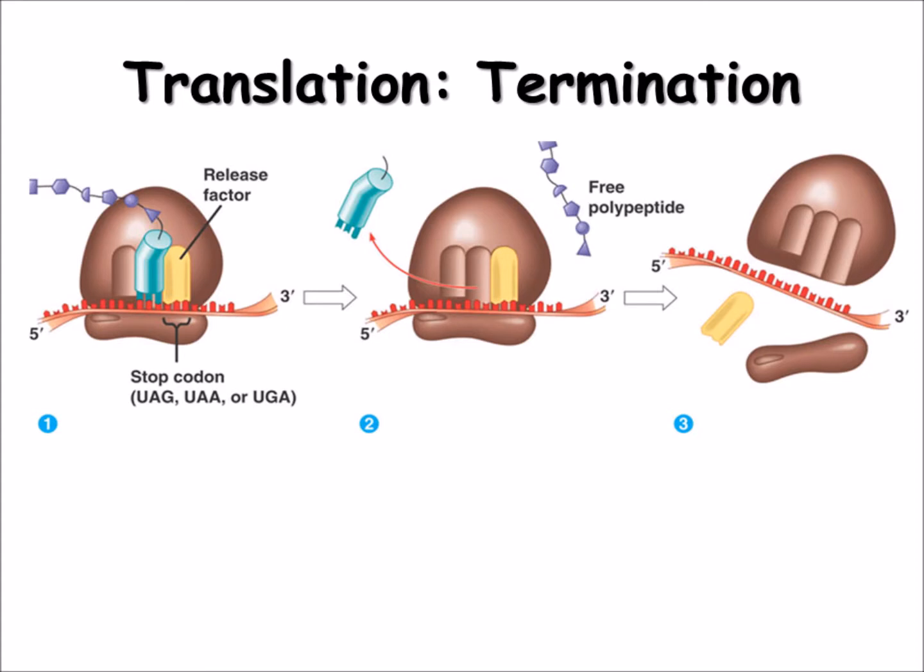Then the third and last step is termination. As it proceeds, it gets all the way down to the stop codons, which are UAG, UAA, and UGA, and it reaches a point where translation stops. Then a release factor binds to the stop codon. The polypeptide chain that is formed is released. And then the ribosome subunits dissociate, and everything goes back to normal.